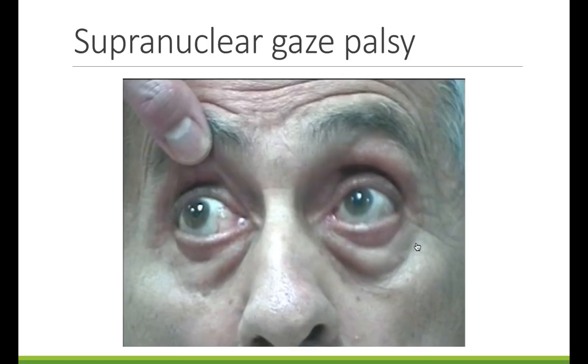The VOR, the vestibular ocular reflexes, are specific to the brainstem and require no cortical control. But what is being illustrated here is if the cortical control is cut off, the patient cannot volitionally look up. And so that's what's happening in supranuclear gaze palsy: even though the machinery is there, the patient cannot access the machinery to perform a specific task.